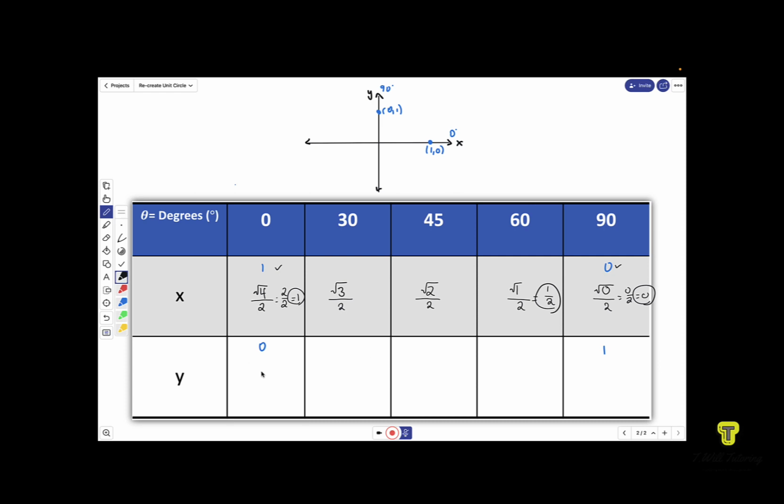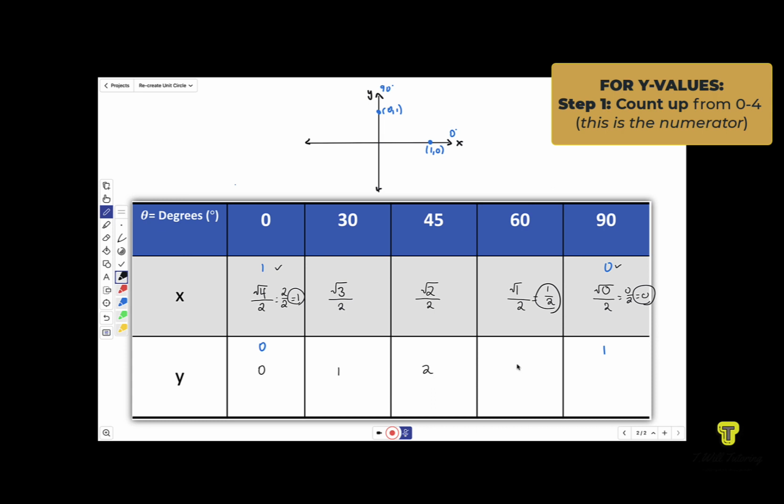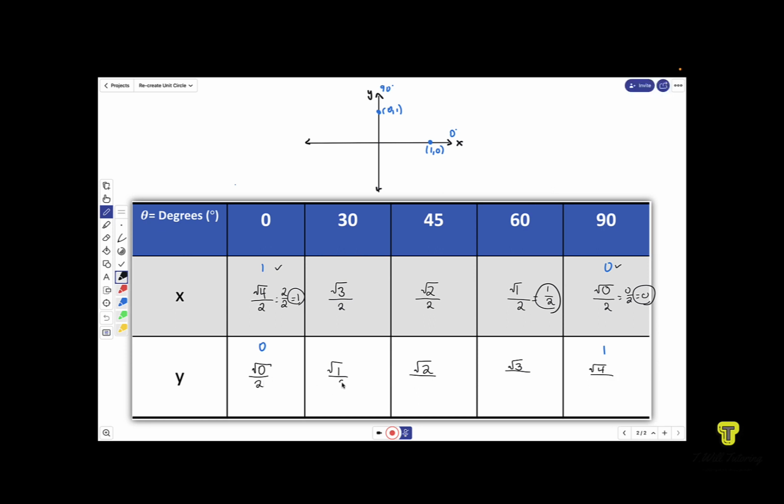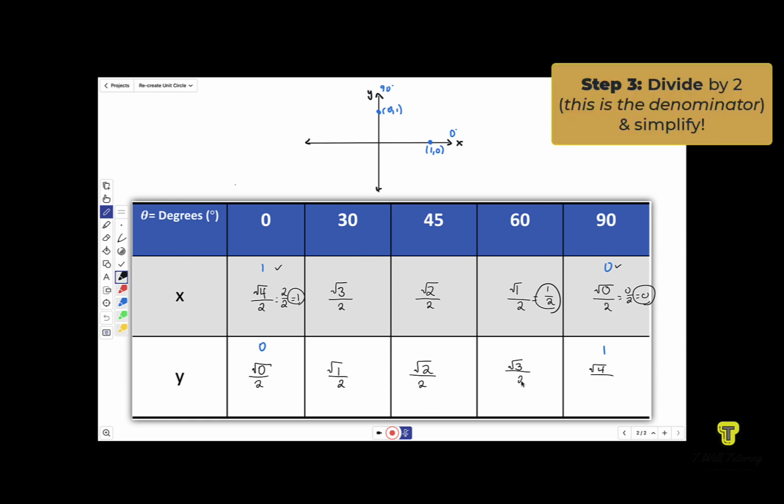All right. So now with our y values, we're actually going to start lowest. So we're going to start from 0 this time in our numerator and increase. So 1, 2, 3, 4. So we're going to square root 0, square root 1, square root 2, square root 3, and square root 4. And we are dividing everything by 2. Okay, so now we're just going to go ahead and simplify.